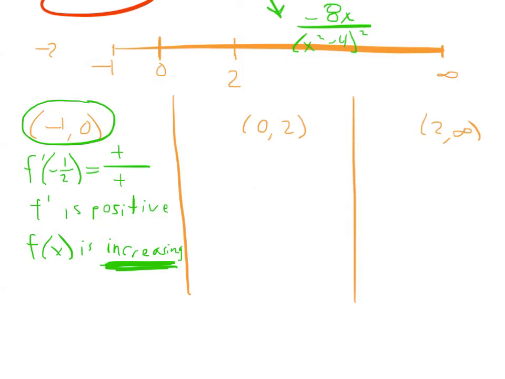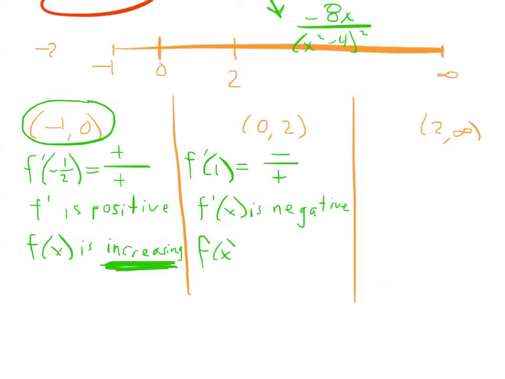What I'd recommend you do now is pause the video and do the same thing for the next two intervals. I'm going to do it quickly here so you can see it. So f prime of 1, that's negative in the numerator and positive in the denominator. That means my derivative is negative on this interval, which means my function is decreasing. So yay, that means we're decreasing on this interval.